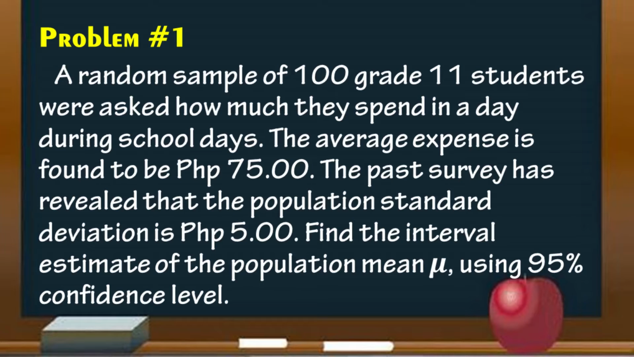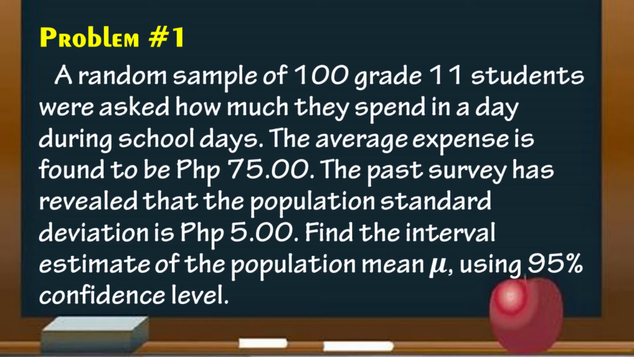A random sample of 100 grade 11 students were asked how much they spend in a day during school days. The average expense is found to be 75 pesos. The past survey has revealed that the population standard deviation is 5 pesos. Find the interval estimate of the population mean using 95% confidence level.